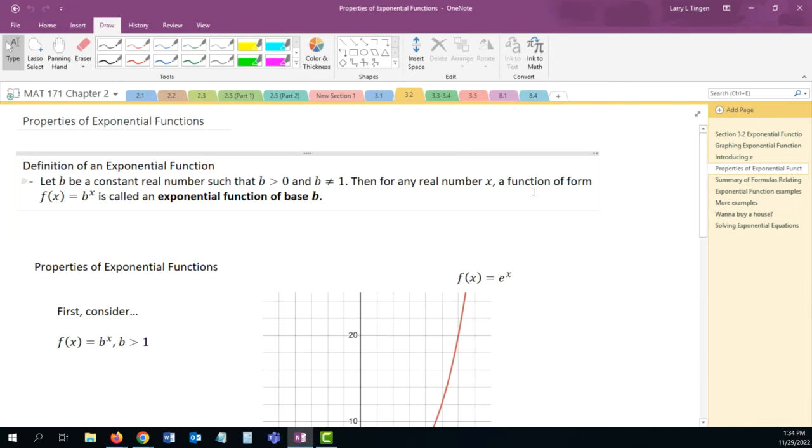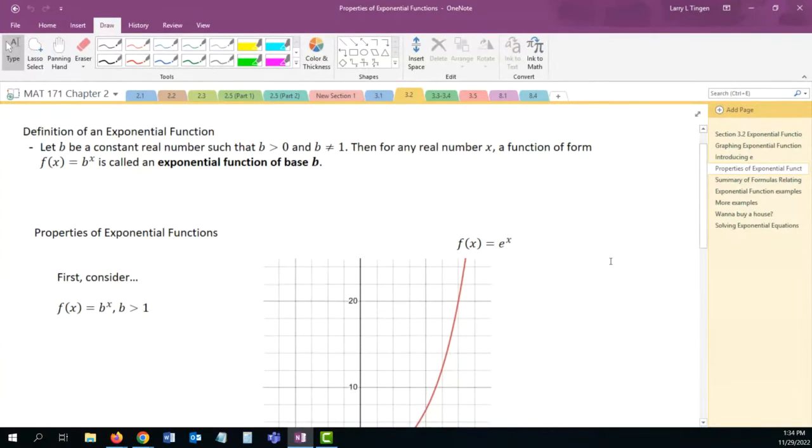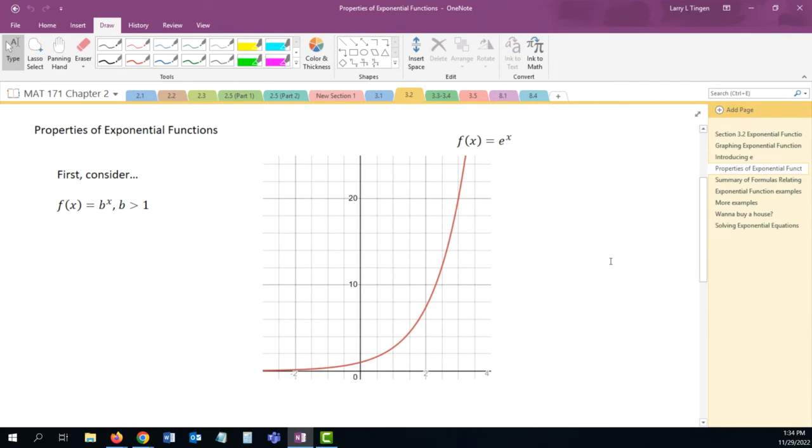Now, here is again the same definition from the first or second page. B is greater than 0, B is not 1. Then I have an exponential function of base b. So I have to consider two properties. The first one, this graph is of f of x is e to the x. And what's going on here is that my base is greater than 1. My base is e.